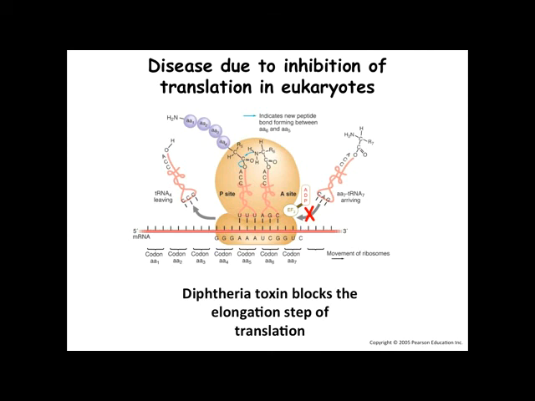This diphtheria toxin blocks this EF2 protein, and the incoming tRNA can't bind to the A site, so a peptide bond can't be formed. And this is the reason that you should get vaccinated for things like diphtheria, because it's a terrible, terrible disease, and vaccinations prevent the proliferation of this bacteria that can release this toxin and specifically kill eukaryotic cells.